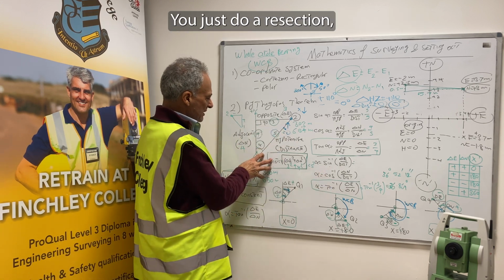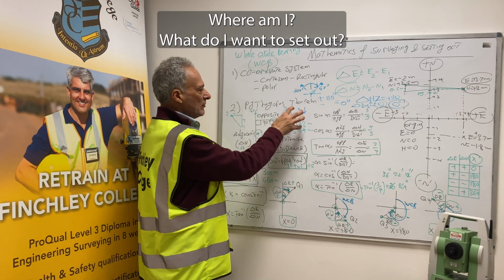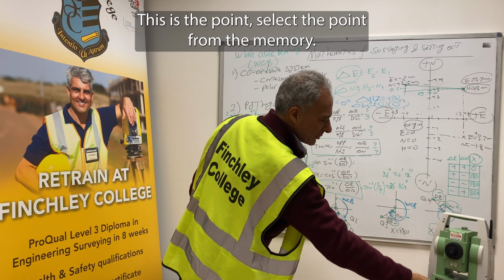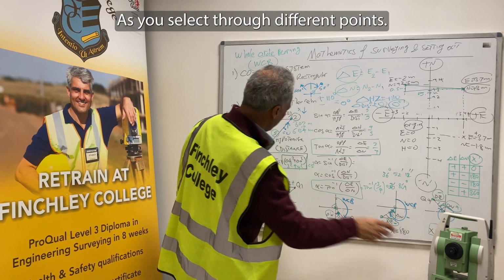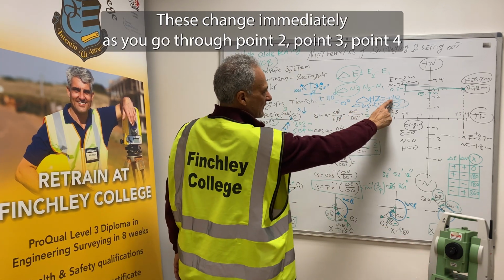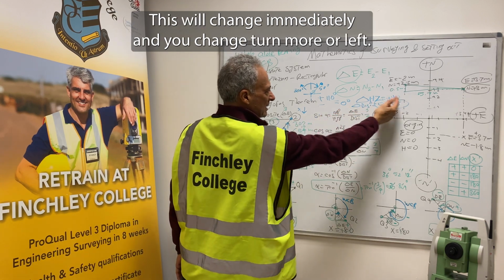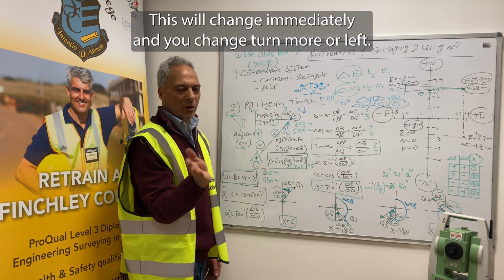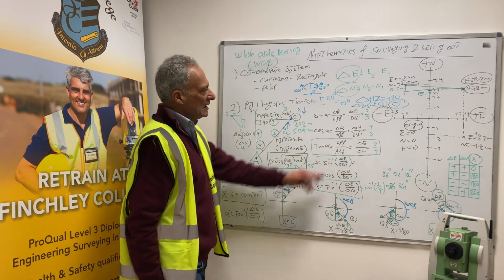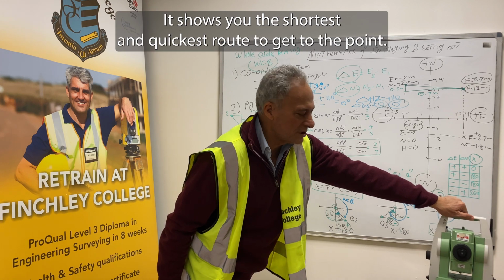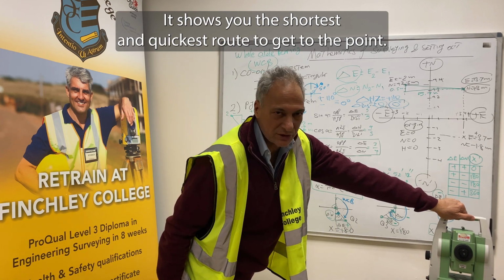You just do a resection. Where am I? What do I want to set out? This is the point. Select the point from the memory. As you select through different points, these change immediately. As you go through point 2, point 3, point 4, these will change immediately, and you turn more or left. If the difference in Hz was minus, it means turn me left. It shows you the shortest and quickest route to get to the point.